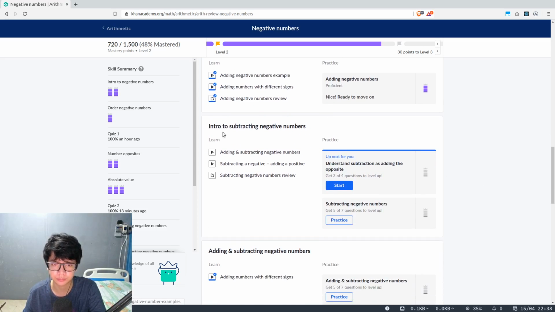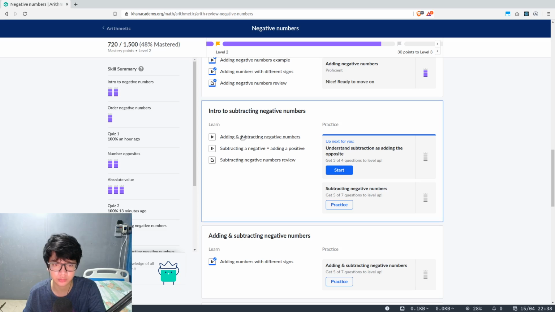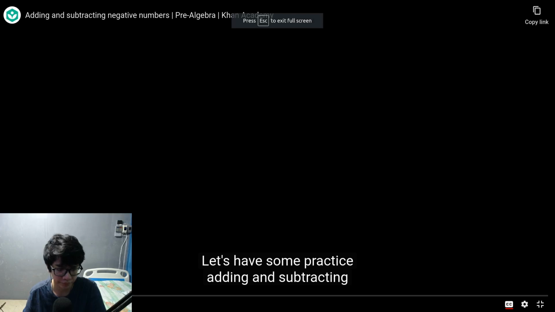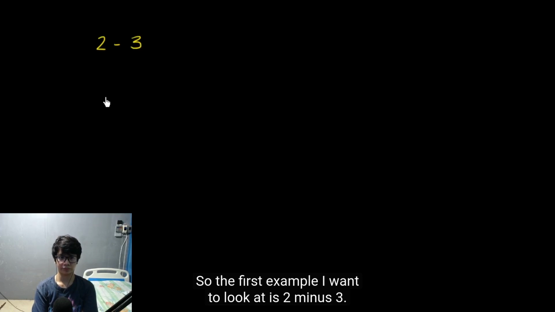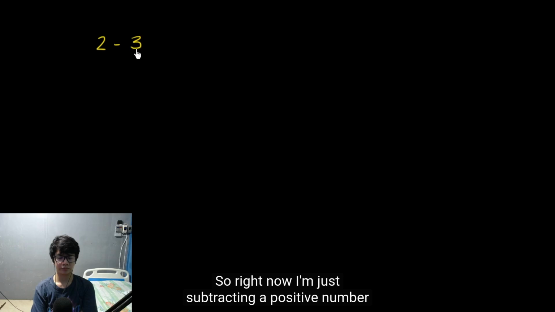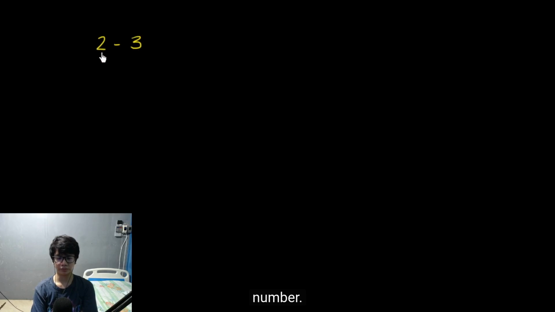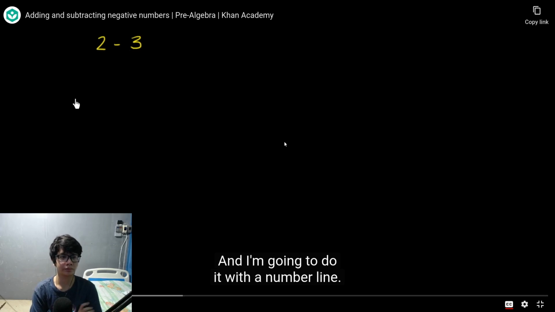Okay. Intro to subtracting negative numbers. Let's have some practice adding and subtracting negative numbers. So the first example I want to look at is 2 minus 3. Right now I'm just subtracting a positive number from another positive number, but you might already see that I'm subtracting a larger number from a smaller number, so I will definitely end up with a negative number. But let's just think about this a little bit, and I'm going to do it with the number line.